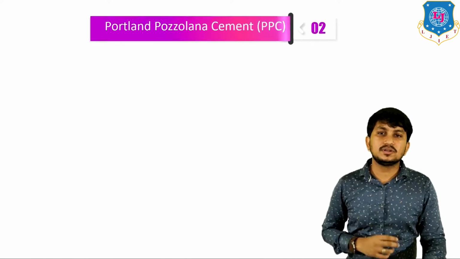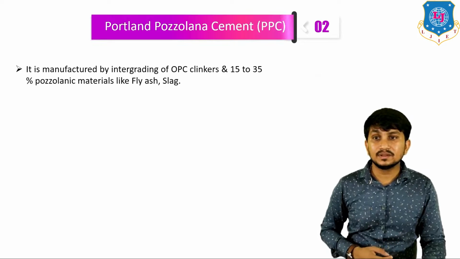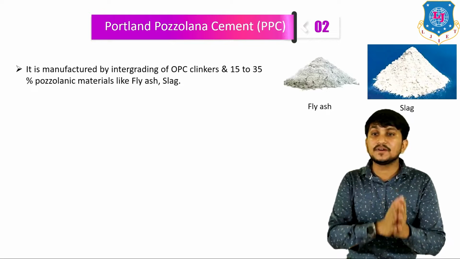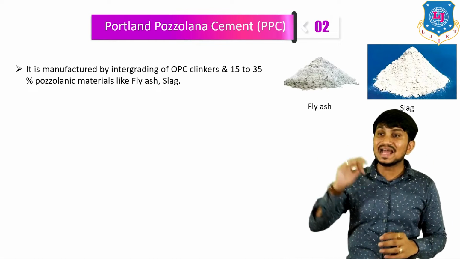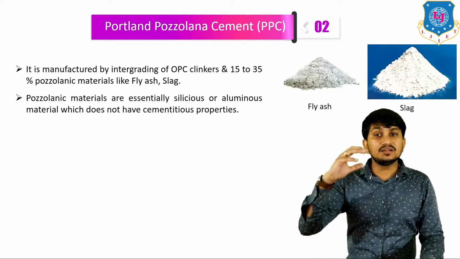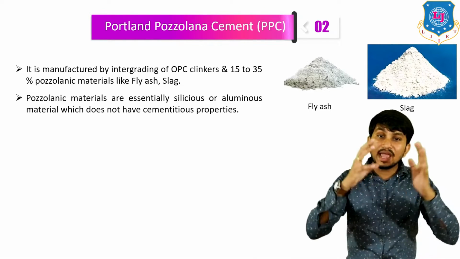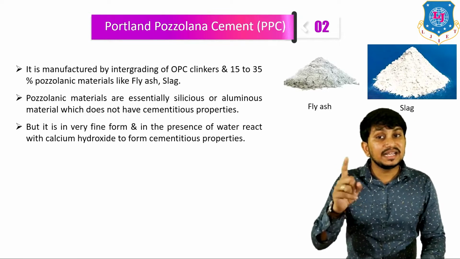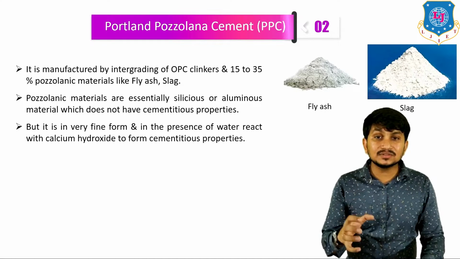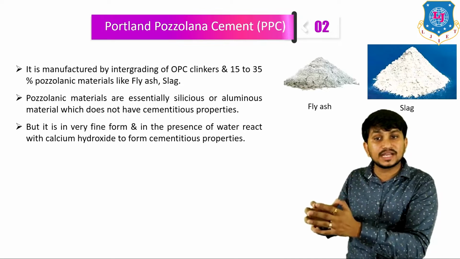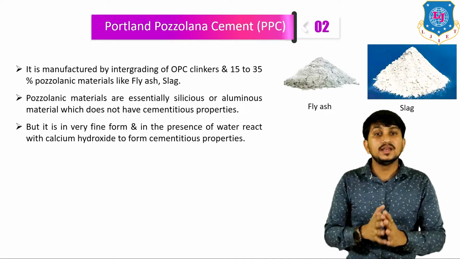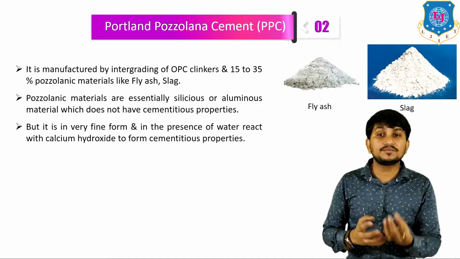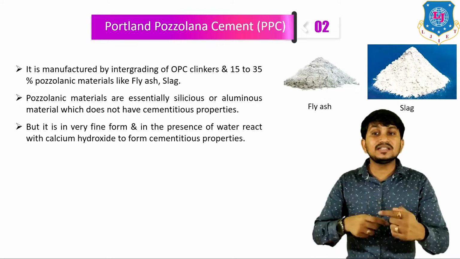Second is Portland pozzolana cement. This is also called as PPC. It is manufactured by intergrinding of OPC clinkers and 15 to 35% of pozzolanic materials like fly ash and slag. Pozzolanic materials are essentially siliceous or aluminous material which does not have cementitious properties, but it is in very fine form and in the presence of water reacts with calcium hydroxide to form cementitious properties. So initially this pozzolanic material does not have cementitious property, but after adding water it reacts with calcium hydroxide to form cementitious properties.